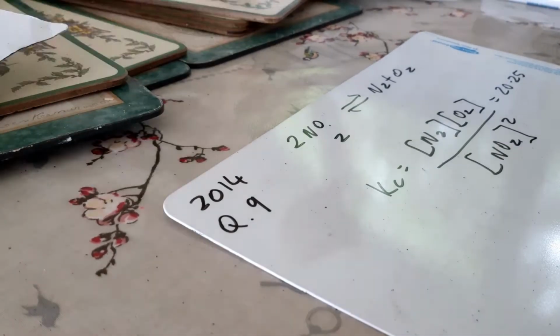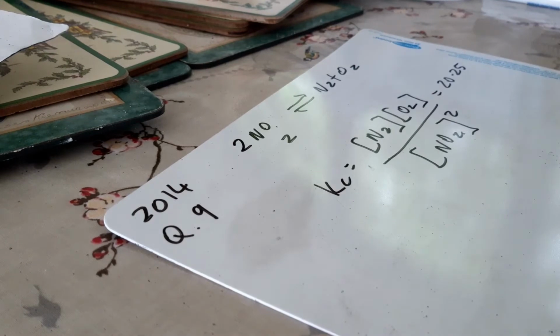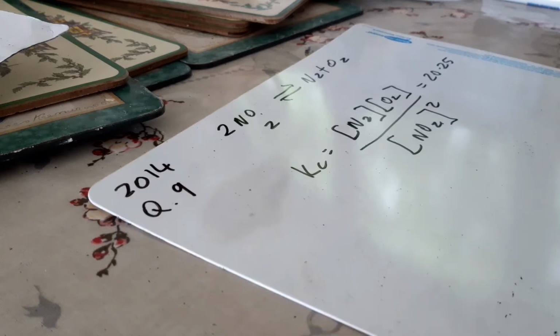Just one more for you here for good luck. This is one of the trickier Kc calculations where they're given Kc and you're asked to work back and get the equilibrium concentration. Okay, so I'm going to do question 2014, question 9.